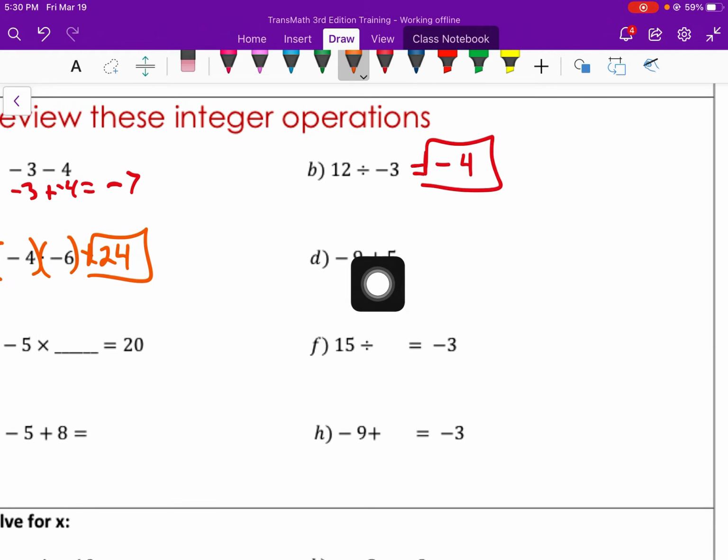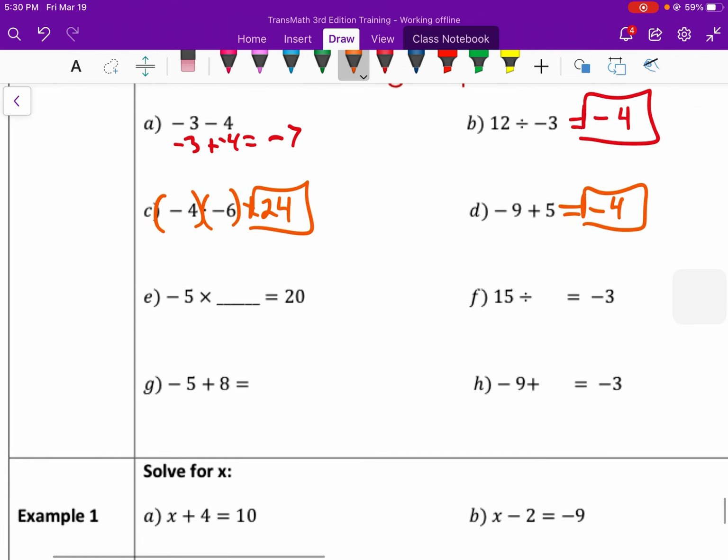Now, in this case, we're finding a difference because we have a negative and a positive. So we're looking to see which one of the two is bigger. And in this case, the negative is bigger. So that means we'll have a negative answer. And then the difference between 9 and 5 is 4. So that's -4.